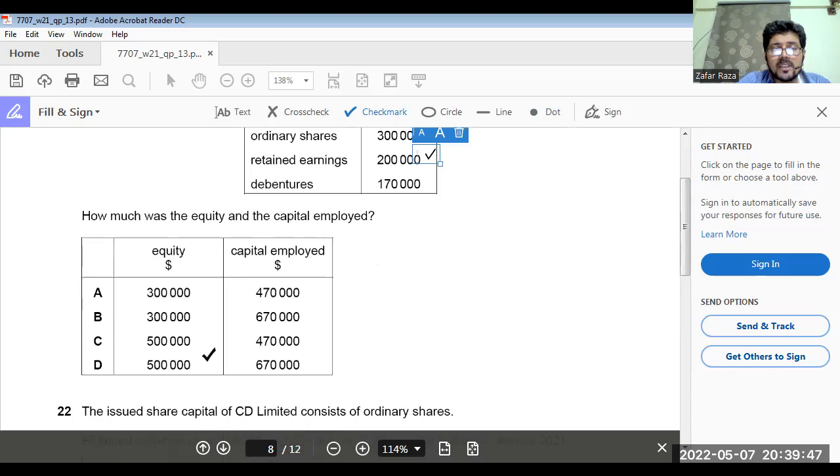Now, what about capital employed? Capital employed means get the total of all the items: long-term liabilities and equity. That would make 670,000. It means the answer is option D.